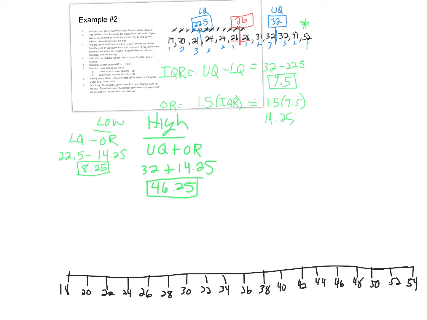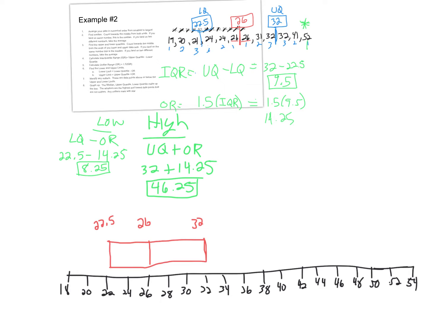So we start with the lower quartile, 22.5. So right about here-ish. 22.5. Okay. Median is at 26. Upper quartile at 32. And again, these pieces make up the box of the box and whisker plot. So it looks like that.